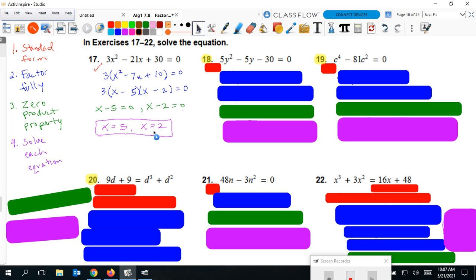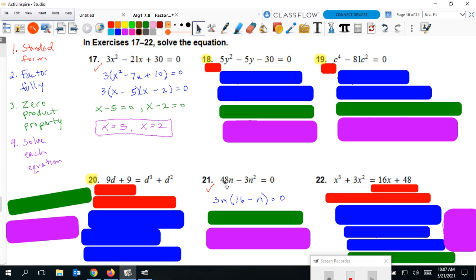All right, so let's go on to 21. 21, starting with standard form. Is it in standard form? It's equal to 0, so that is standard form. So check for that. We want to then factor fully. Is there a GCF? There is between here. A 3 can go into 48 and an n's in both of these. So we'll factor out a 3n. That will leave us with a 16 minus n.